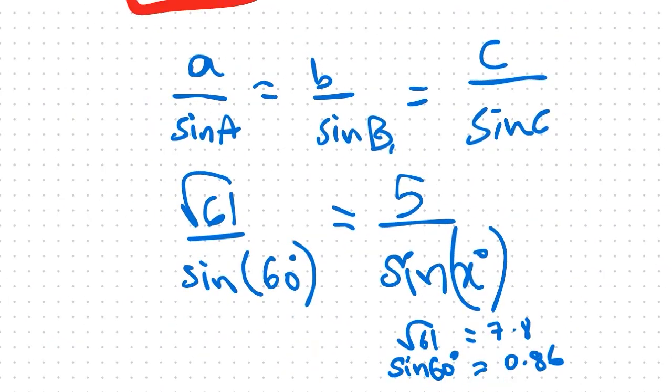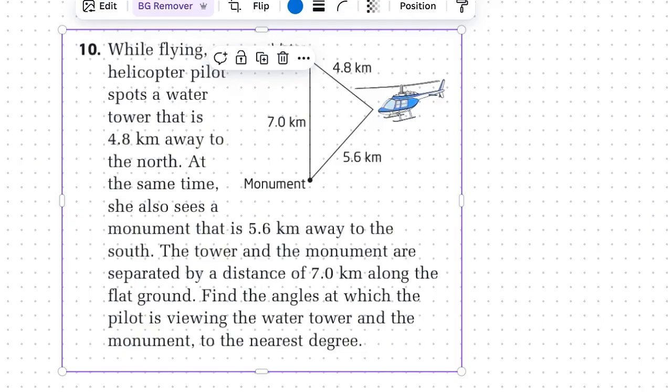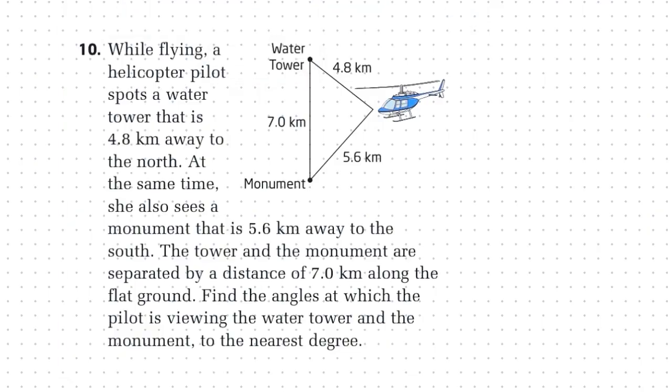Can we do real life problems? Because that's basically what my test is. All my tests have been real life problems. The tower and the monument are separated by the distance of 7.0 kilometers along the flat ground. Find the angles at which the pilot is viewing the water tower and the monument to the nearest degree.